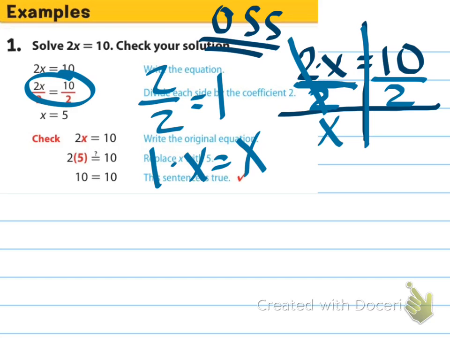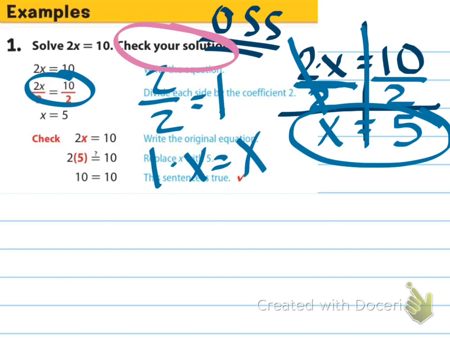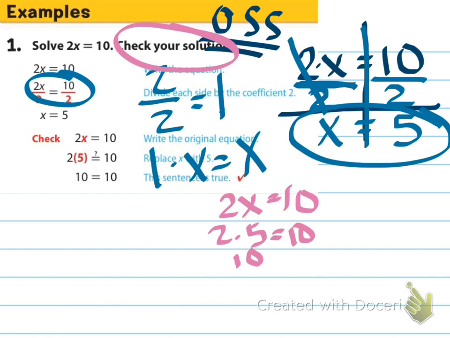Because we know that it's going to be 1x, which is just x. And then we're going to do 10 divided by 2, which is 5. And so our solution is x equals 5. When we substitute that in to check our work, because we are always going to check our solution, we set up the OSS again. Original, then we're going to substitute, and then we're going to solve. And sure enough, 10 equals 10, there's our check mark, because 2 times 5 equals 10.